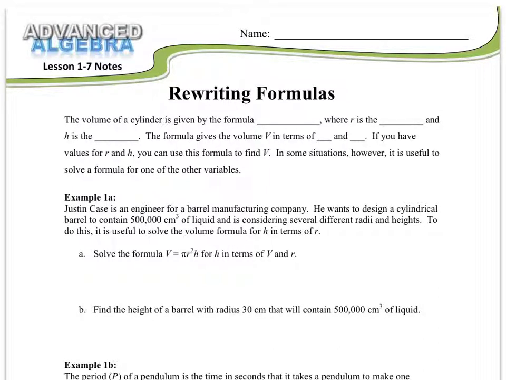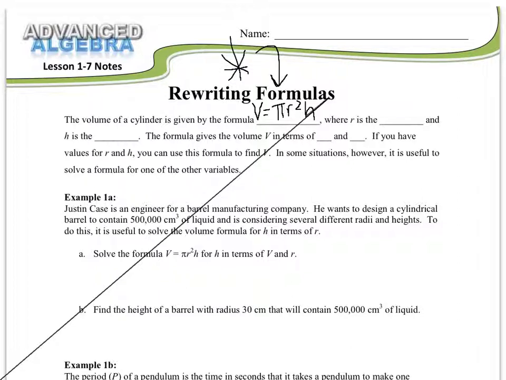This is lesson 1.7, rewriting formulas. The volume of a cylinder is given by the formula V equals pi times r squared times h. That is a very common formula that you definitely need to know, where r is the radius of the barrel or the cylinder, and h is the height.